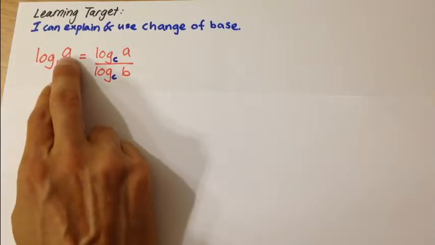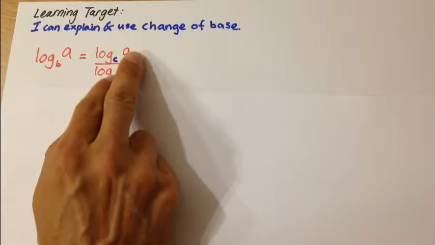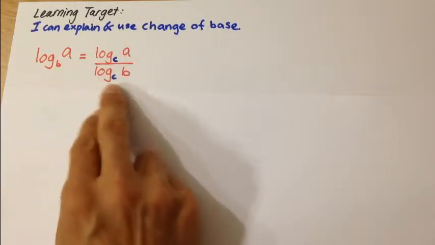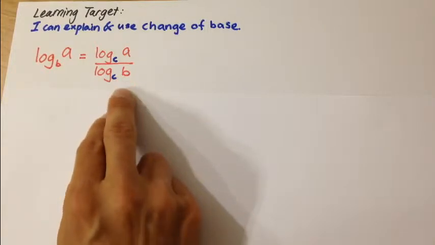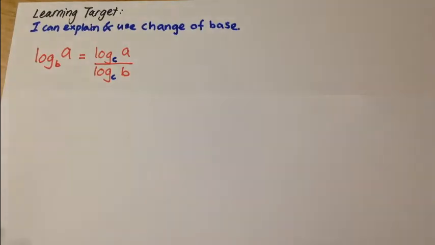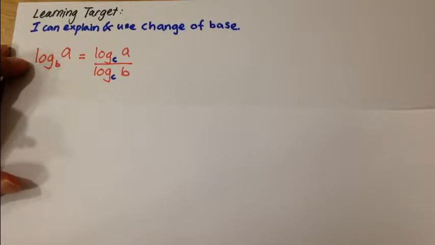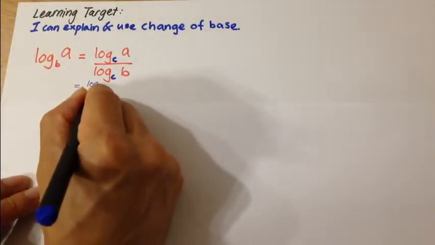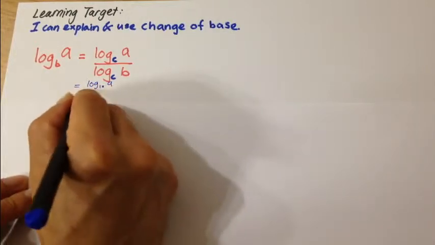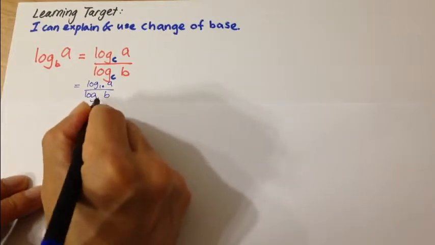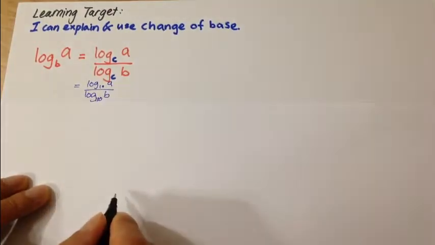Notice the argument which is on top remains on top. The base which is at the bottom remains at the bottom. And that's how you remember. And c here can be anything. If c here happens to be 10, let's say with base 10, then this will simply change into logarithm a base 10 over logarithm b base 10. So you can have it that way.